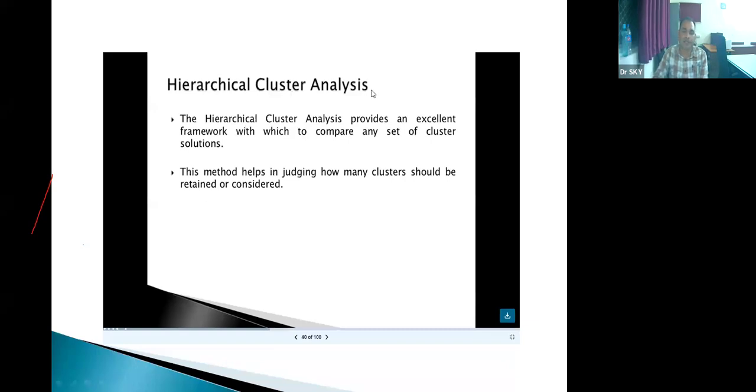Now we come to hierarchical cluster analysis. Hierarchical cluster analysis provides an excellent framework with which to compare any set of cluster solutions. Here we don't know the number of clusters; we only try to make the clusters on the basis of similarity. So this method helps in judging how many clusters should be retained or considered. From hierarchical cluster analysis, we can get an idea of how many clusters should be formed.